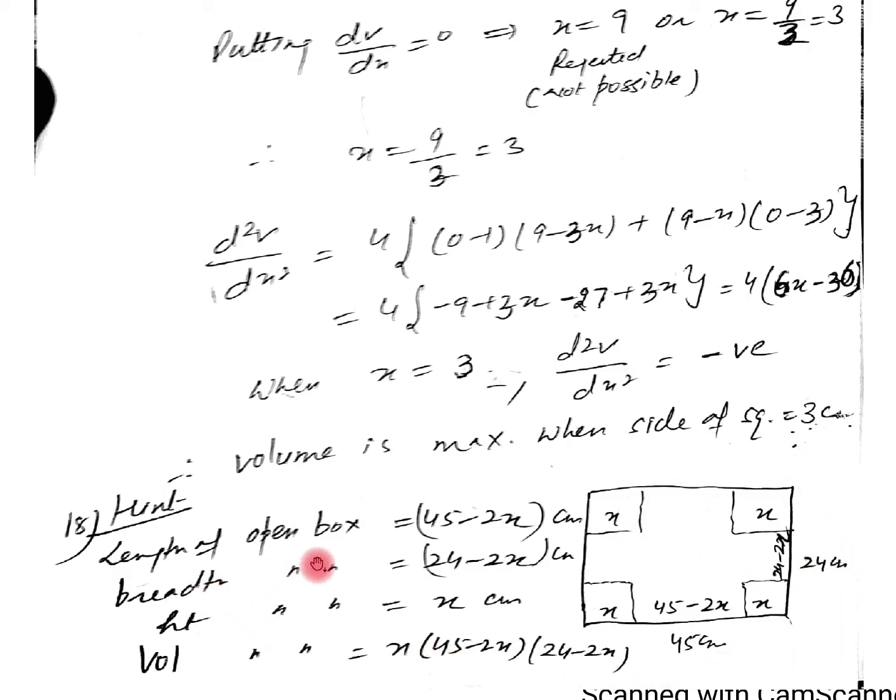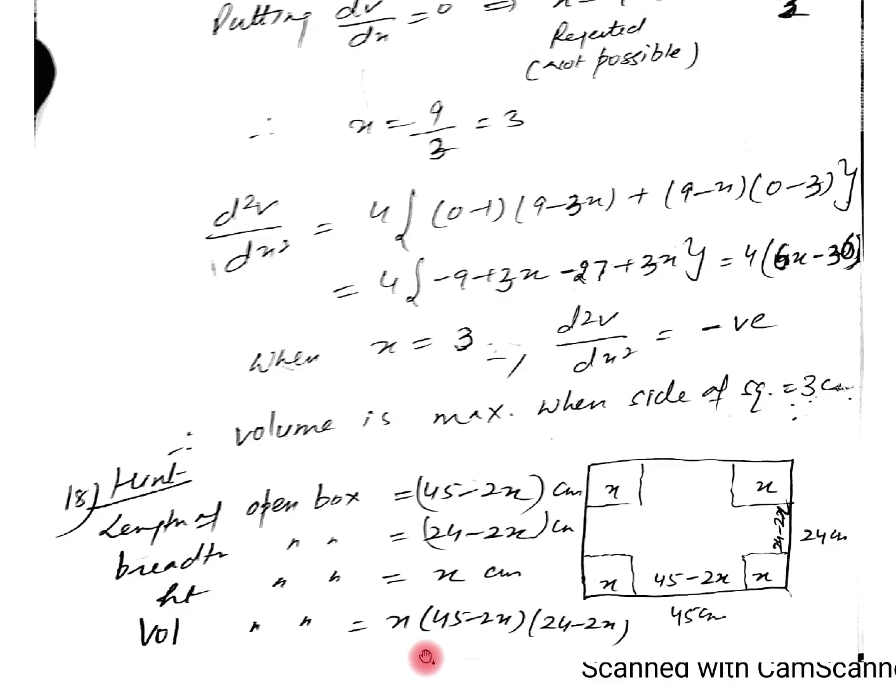So the length of the open box equals 45 minus 2x. The breadth of the open box is 24 minus 2x, and the height of the open box will be x. Then again we find the volume of the open box and proceed with the same steps to get the maximum volume of the open box so formed, or you have to tell when the volume of the box is maximum. This is all for today. You have to do the questions of exercise 6.5 up to question number 18.